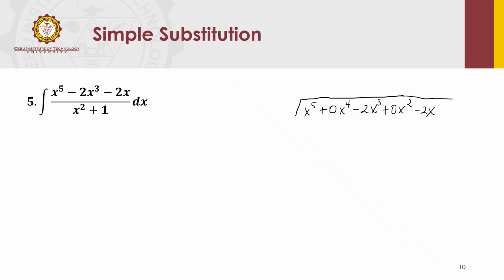Put the divisor here outside. When we do long division, we divide the first term of your dividend, arranged in decreasing powers of x, and your divisor is also arranged in decreasing powers of x. Divide this by the first term of your divisor. So x to the power of 5 over x squared is x cubed.